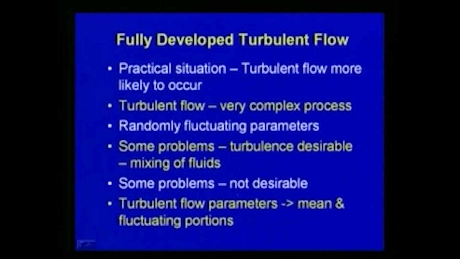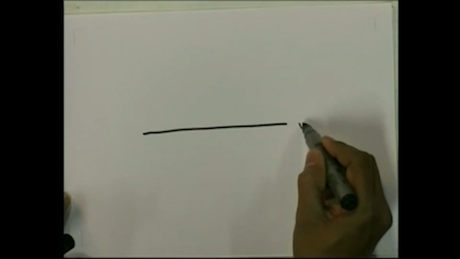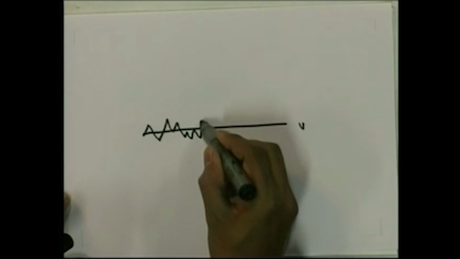So, the turbulent flow parameters. When we discuss the turbulent flow parameters, generally, as we have seen earlier, we put a mean condition and then the fluctuating portions. We have already seen earlier, for example, if the velocity is plotted with respect to the mean component, then as far as turbulence is concerned, there will be variations like this.